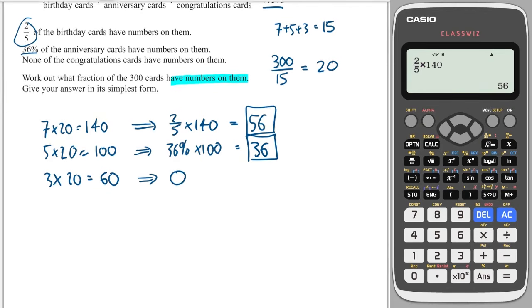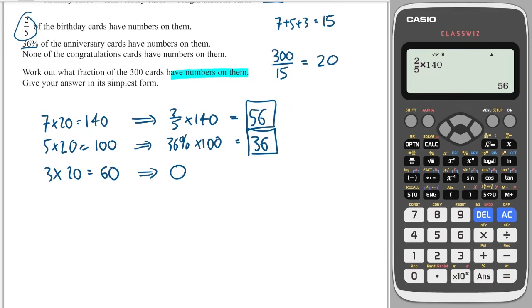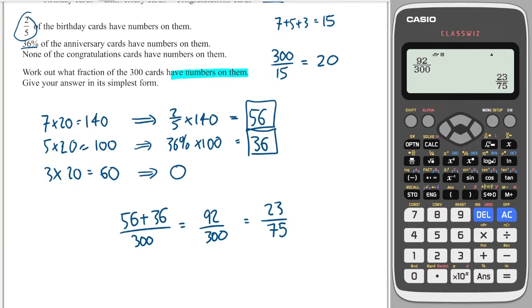So the total that have numbers on are 56 plus 36, which is 92, all over the total amount, which is 300. So it's 92 over 300, and it asks it in its simplest form. We can have our calculator help us out with that. 92 over 300, press equals, and we get 23 over 75. Wonderful.